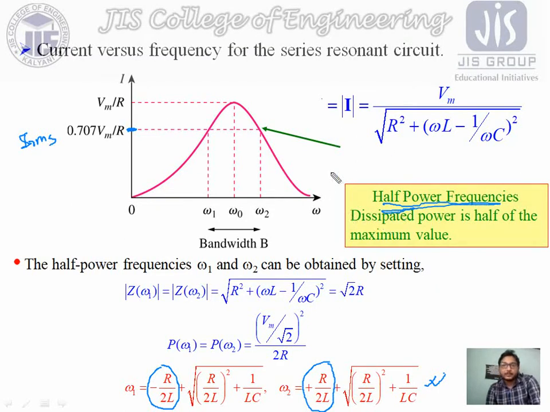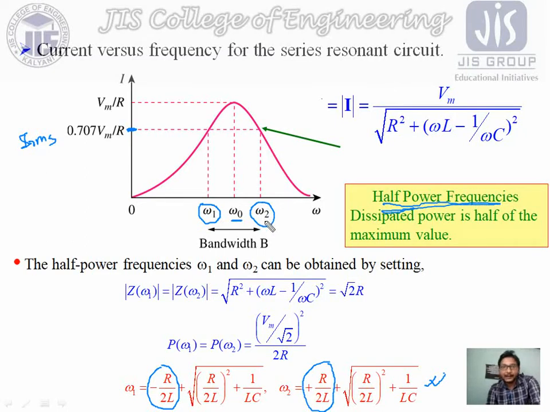By this we can calculate the half power frequency. Whenever we get this half power frequency, the circuit draws the half power once before the resonance, at the omega 1 frequency, and another time after the resonance, at the omega 2 frequency. So omega 1 is the frequency which is less than omega 0, the resonance frequency, and omega 2, which is also a half power frequency, is greater than the resonance frequency.